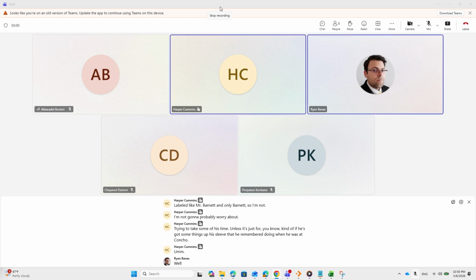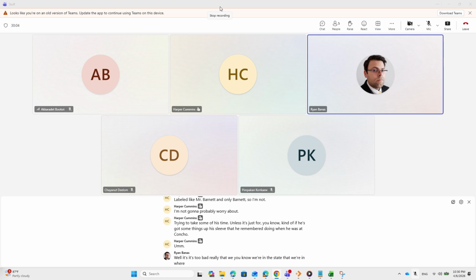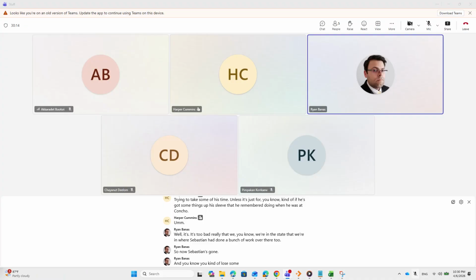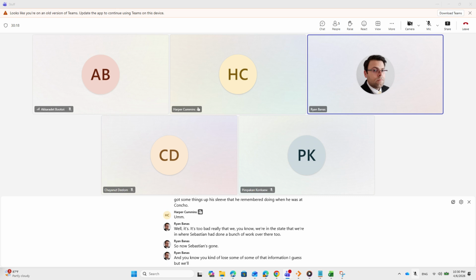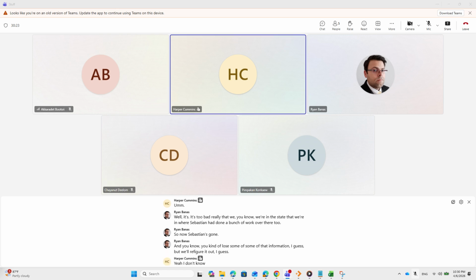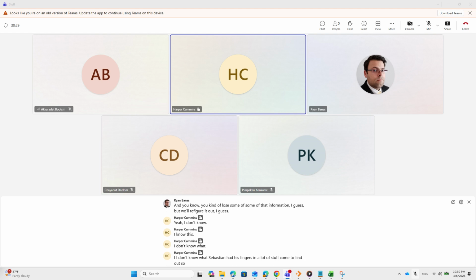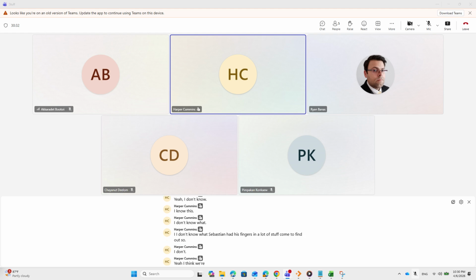It's too bad really that we're in the state that we're in, where Sebastian had done a bunch of work over there too. Now Sebastian's gone and you kind of lose some of that information, but we'll refigure it out. I don't know, Sebastian had his fingers in a lot of stuff, come to find out. So I think we're just gonna have to play this by ear.